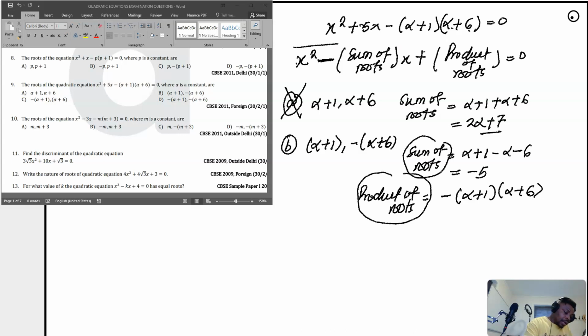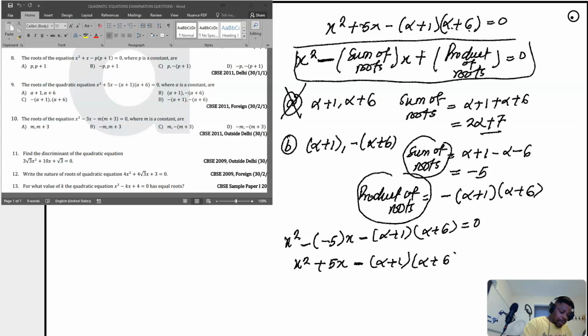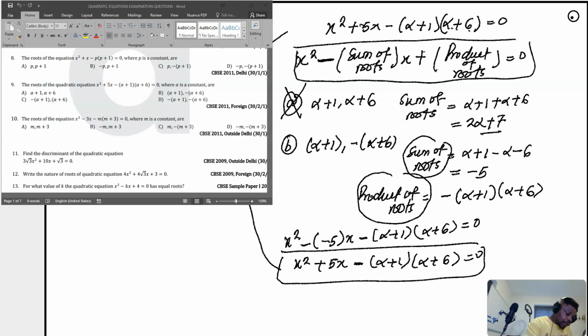So if I put it here just to confirm, okay, x squared minus sum of roots is minus 5x, plus product of roots, minus alpha plus 1, alpha plus 6, is equal to 0. So this is x squared, if I minus times minus, plus 5x minus alpha plus 1, alpha plus 6 is equal to 0. So which is the equation given to us? So the root of this equation, the option is B.